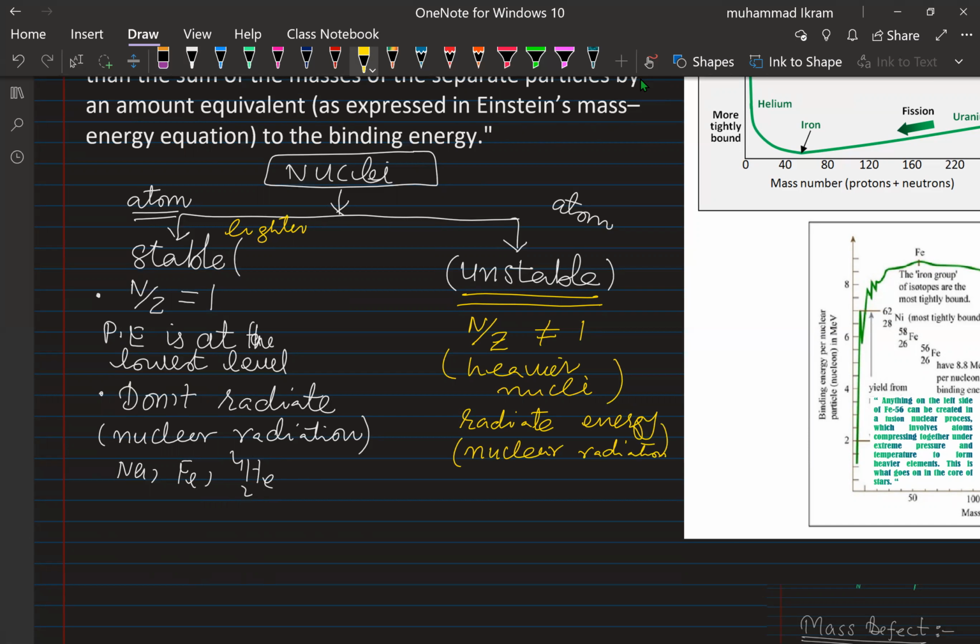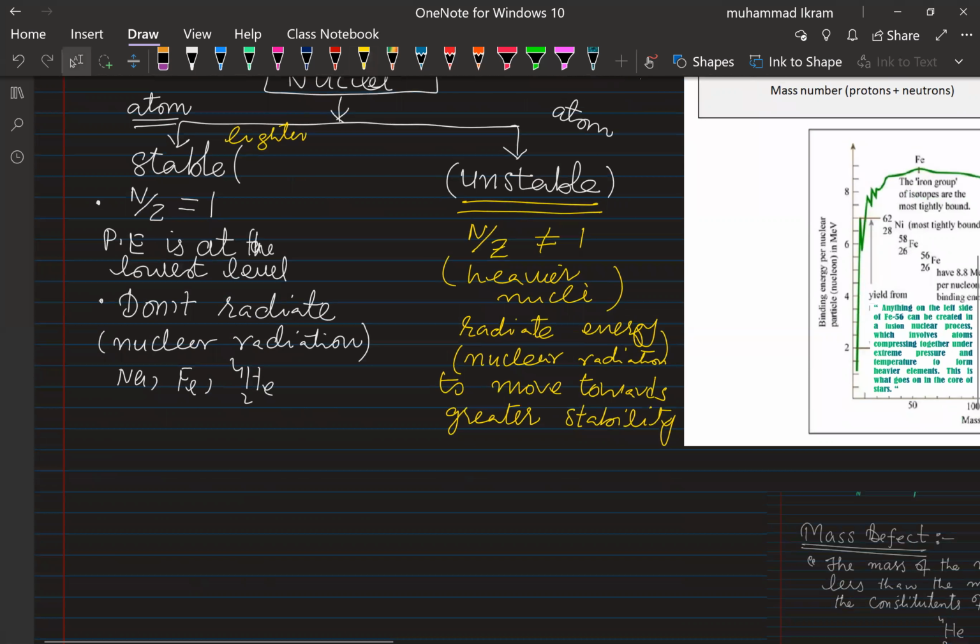Why? The reason is to move towards greater stability. Now, again, a third question: why do they want to move towards greater stability? Because the universe just tends to move towards a greater stable order. So this is why the elements also do so. Greater stability means the lowest state of potential energy.